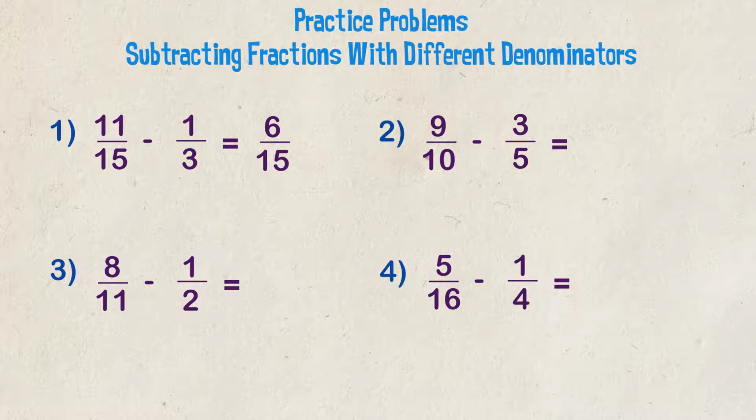But we can see that 3 can go into both 6 and 15, so we know it can be simplified further. When we divide the numerator and denominator by 3, we get a reduced fraction of 2/5.